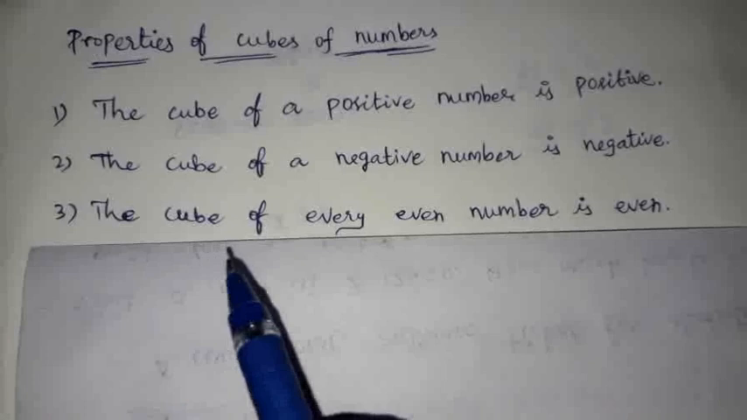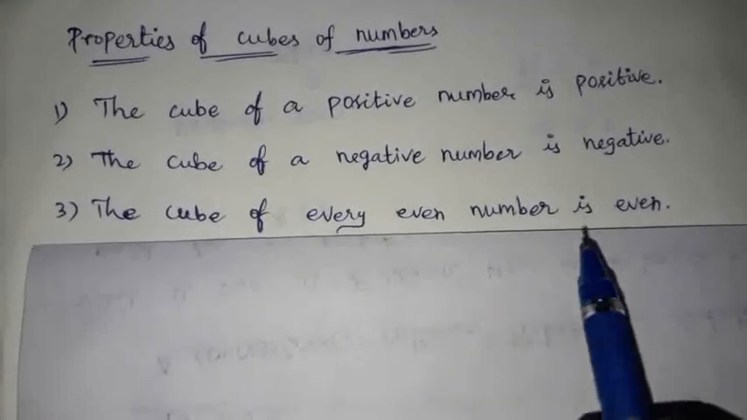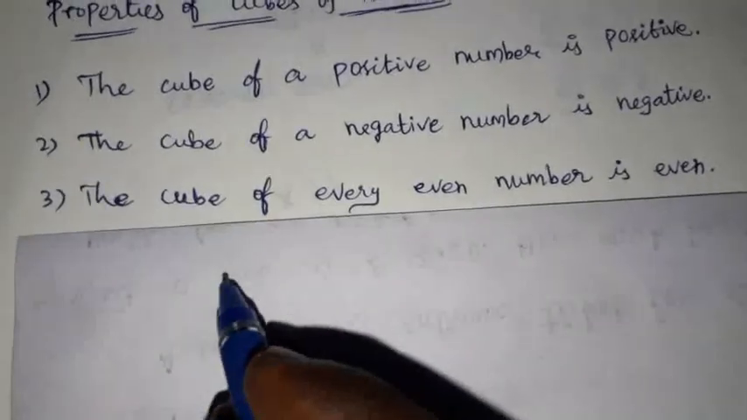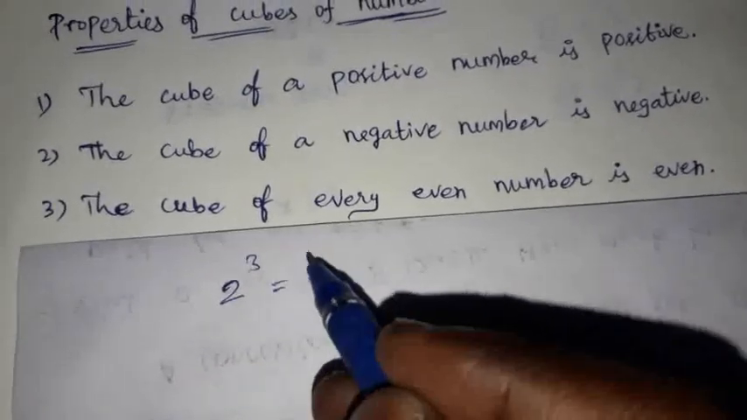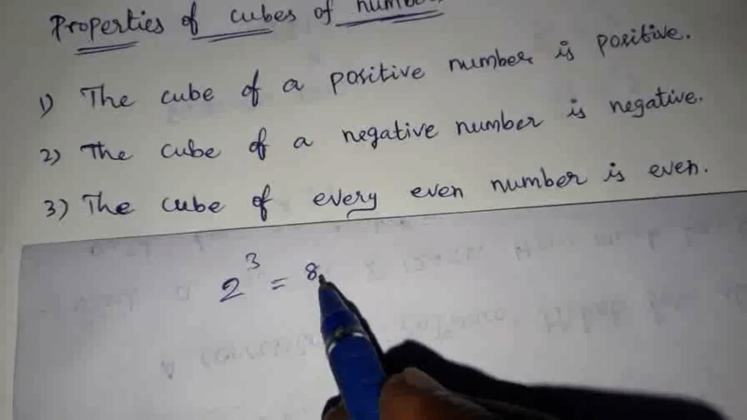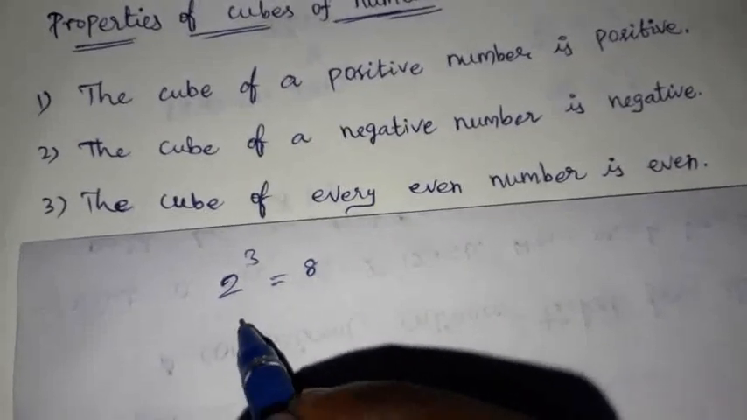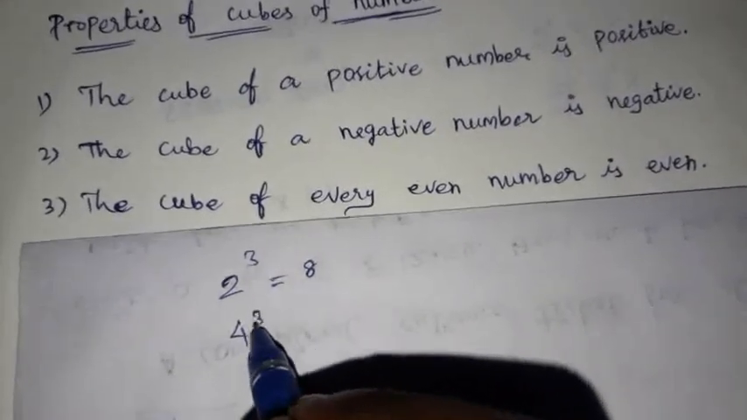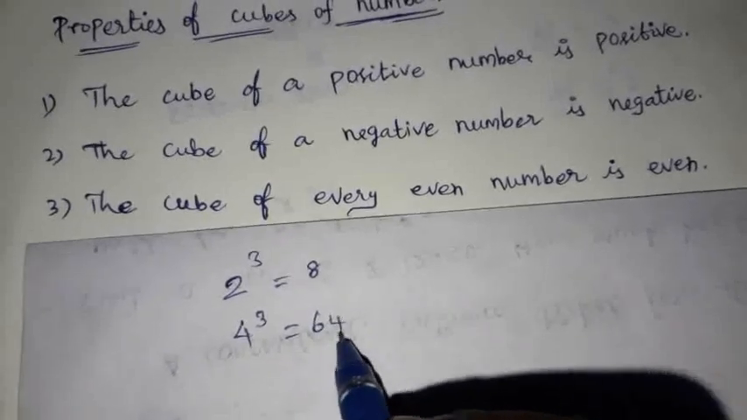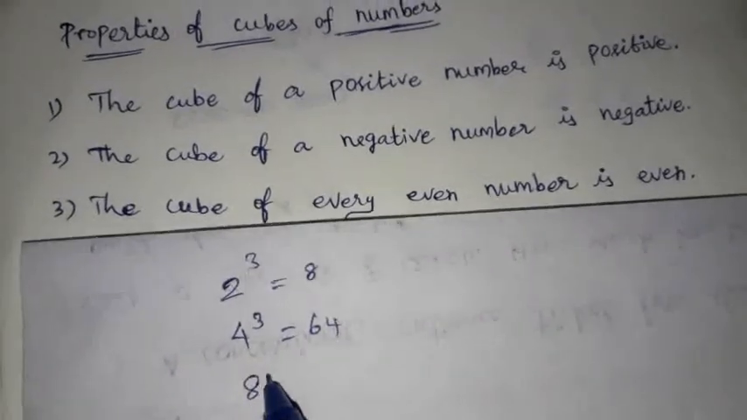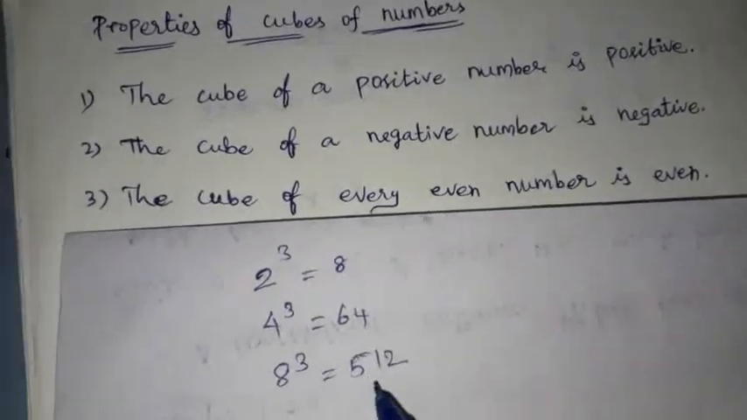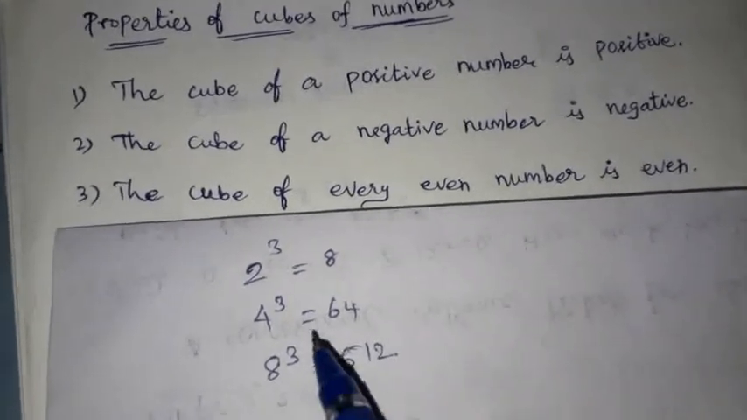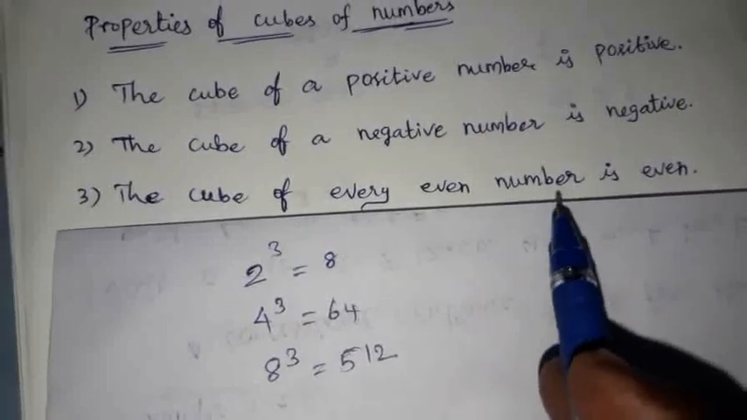Let us see the third property. The cube of every even number is always even. Let us take a number 2. Then its cube is 8. So cube of every even number is even. Let us take a number 4. 4 cube is 64. Let us take a number 8. 8 cube equal to 512. So we finally understood the cube of every even number is even.